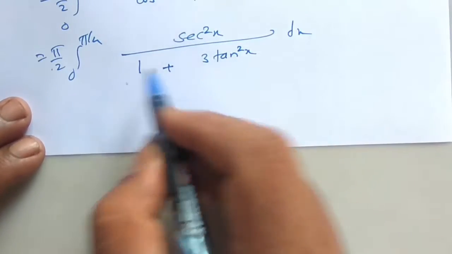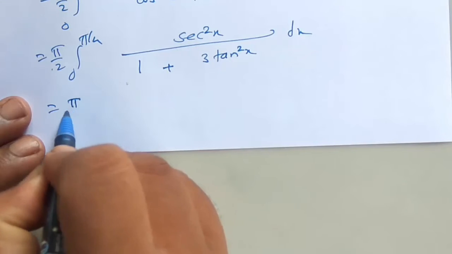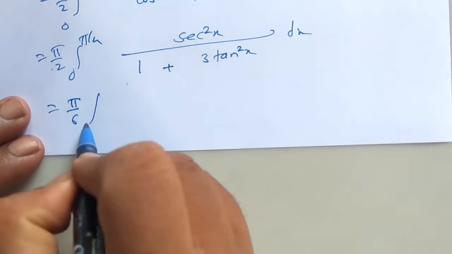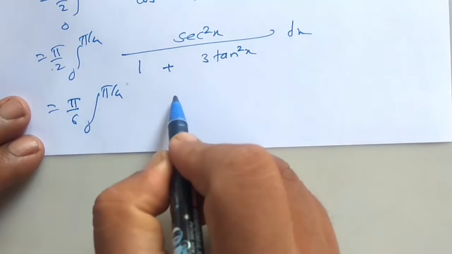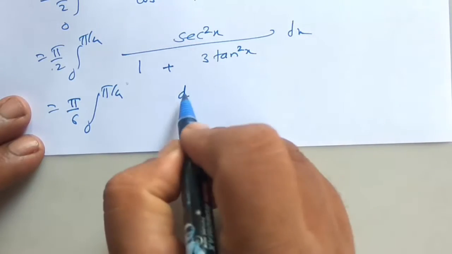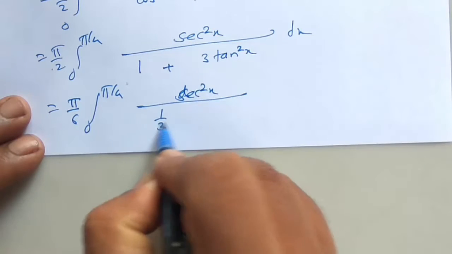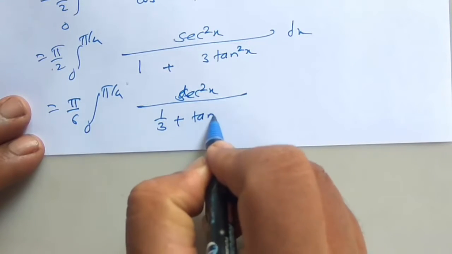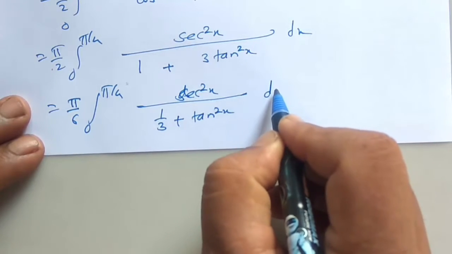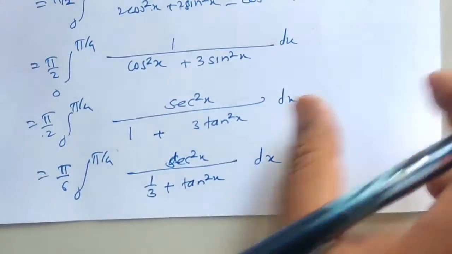Now we can take 3 common. Pi by 3 into 2 becomes 6, 0 to pi by 4. It is sec square x upon 1 by 3 plus tan square x dx.